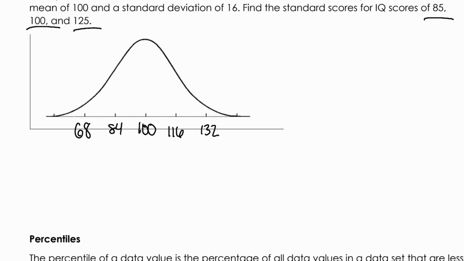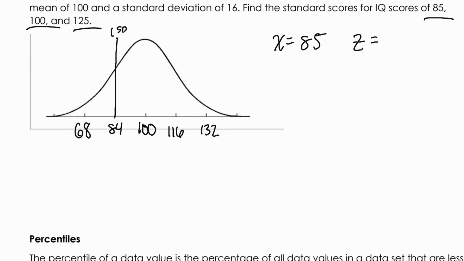So what I'm trying to do is find my standard score for 85. When X, my raw score, is 85, I want to figure out what my value of Z is, my standard score, which will also tell me how many standard deviations away from the mean I am. Because 85 is on the left side of my mean, I'm anticipating that I will get a negative value. And because 84 is one standard deviation away from the mean, it's going to be pretty close to -1.